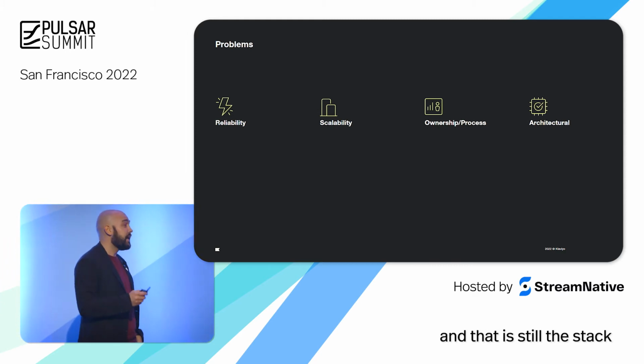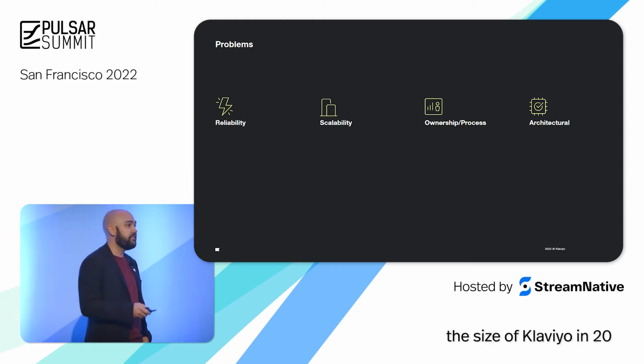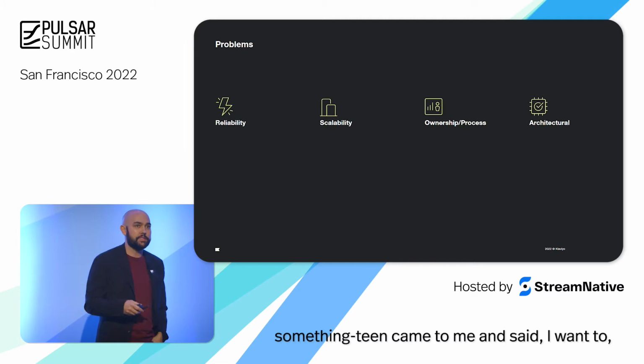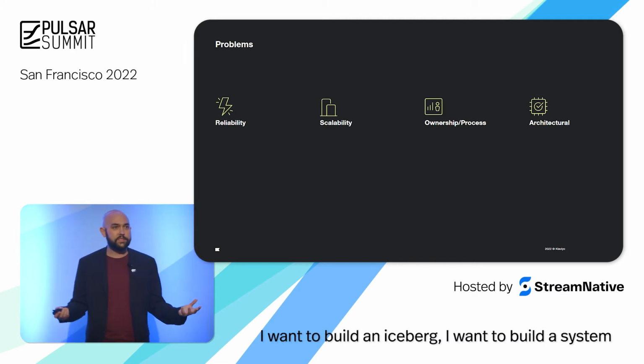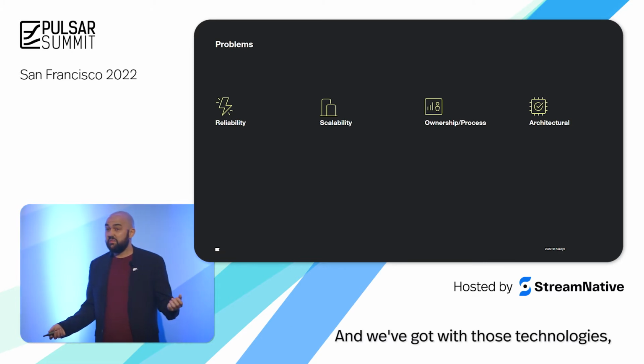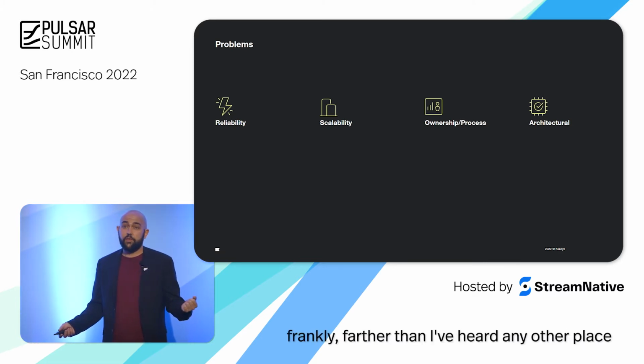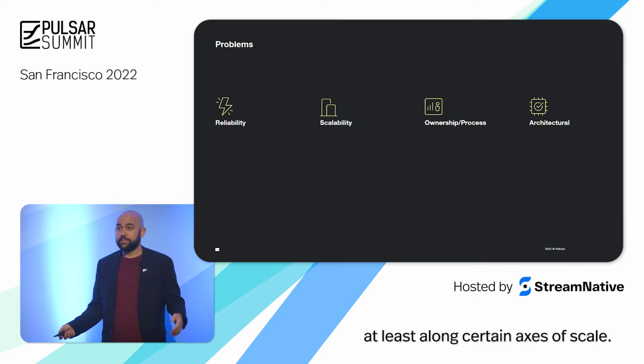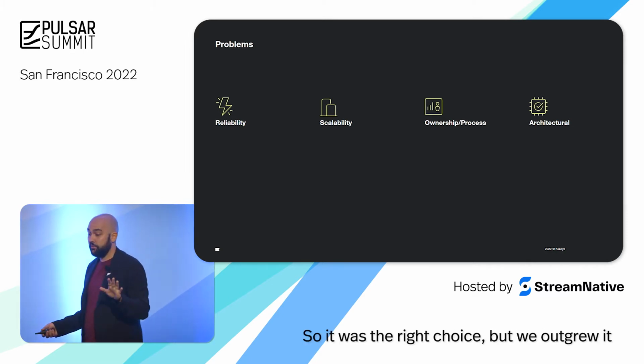And that is still the stack I would recommend if a company the size of Klaviyo in 20-something teen came to me and said, I want to build an iceberg. I want to build a system that is primarily asynchronous job processing. And we've got, with those technologies, frankly, farther than I've heard any other place get with RabbitMQ and Celery, at least along certain axes of scale. So it was the right choice.